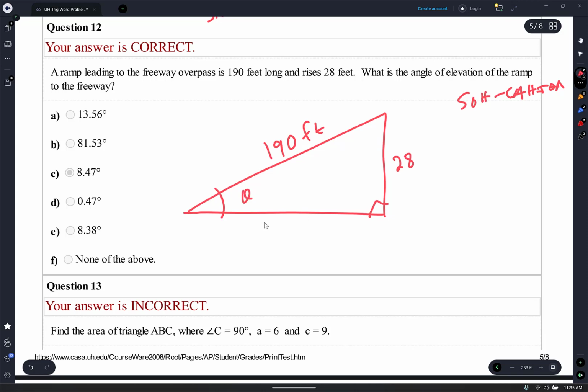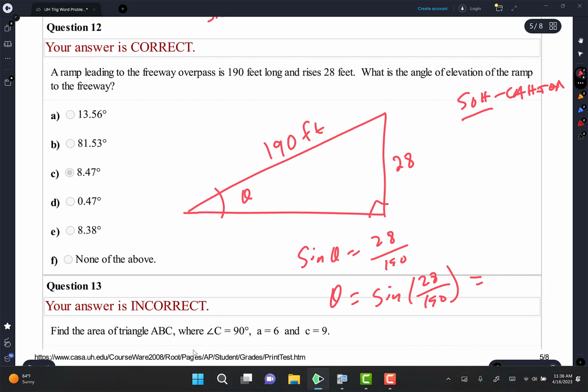So opposite over hypotenuse. So that's going to be a sine. Sine of this angle equals 28 over 190. And yeah, you can reduce it, but just leave it alone. Arc sine of 28 over 190, and whatever that answer is, is your answer.